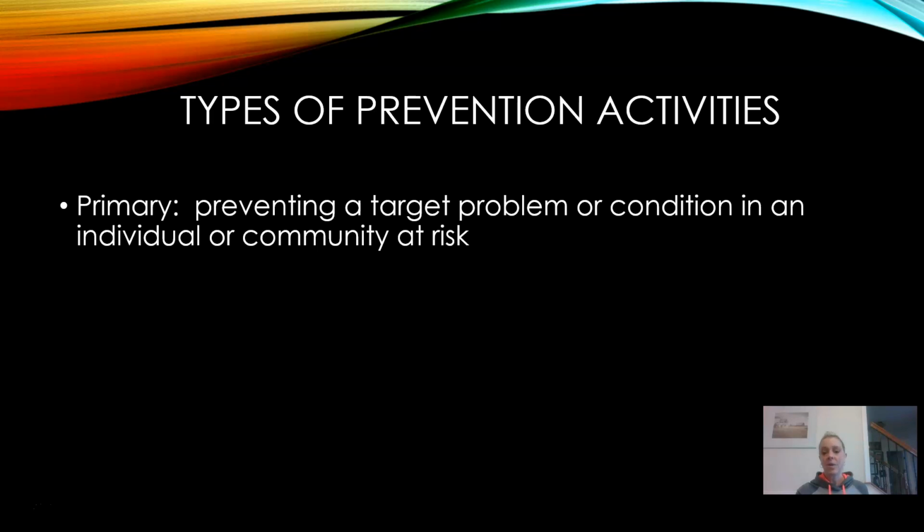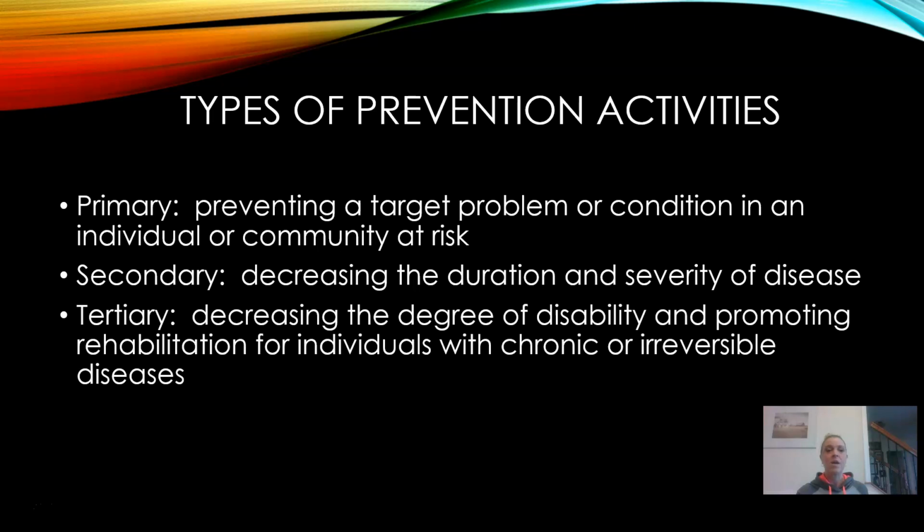So ideally, we would love to get in and work on prevention activities with all of our patients, but that's not always the option. Primary prevention is preventing a target problem or condition in an individual or community at risk. So this is trying to prevent the problem from occurring in the first place. Secondary prevention is decreasing the duration or the severity of the disease. So this is like flattening the curve, right? It's there, it's happening, but we can decrease the duration. We can decrease the severity if we jump in with some of our knowledge as PTs and PTAs.